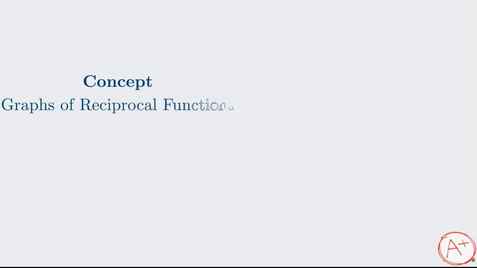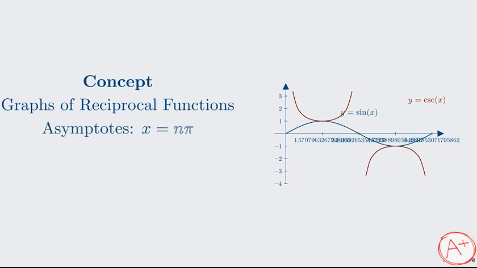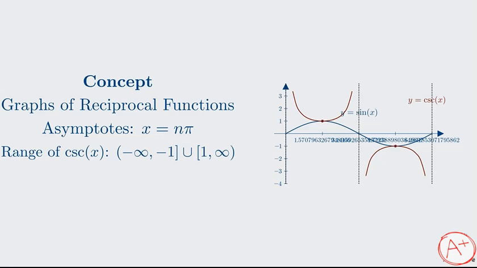Understanding the visual behavior of these functions is key to solving inequalities and identifying domain restrictions. Let's look at the graphs of sine and its reciprocal, cosecant. Notice that wherever sine is 0, cosecant has a vertical asymptote. This happens at 0, pi, and 2 pi. The range is also distinctive. Since the maximum value of sine is 1, the minimum value of cosecant is 1. Similarly, where the minimum of sine is negative 1, the maximum of the local cosecant curve is negative 1.